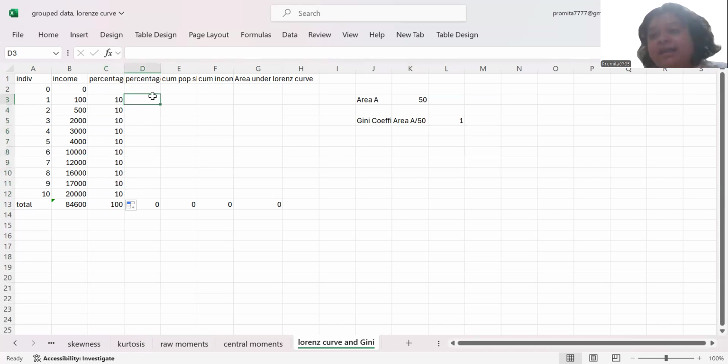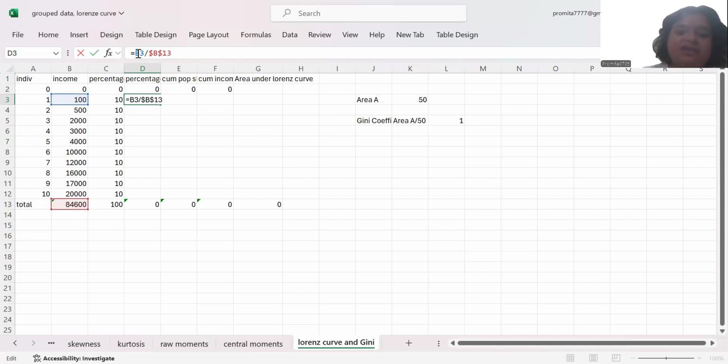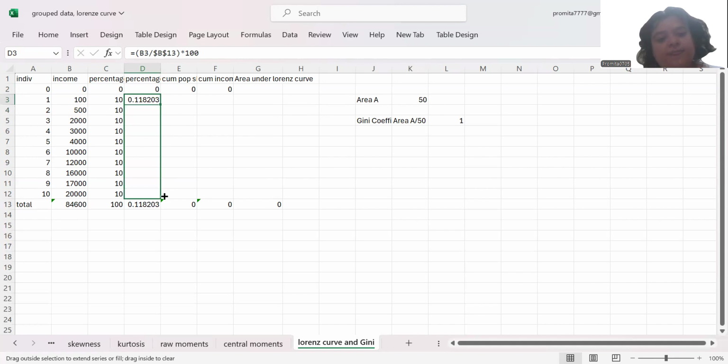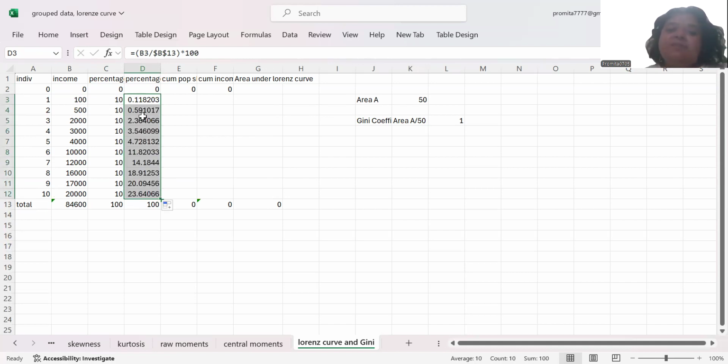In the same way, we will be calculating the percentage income share. See, for the first column, we have 0 everywhere, so we just put 0. So it is basically individual income divided by total income. Again, we will fix this particular cell using the dollar sign, into 100. And then we drag and drop. So this is the percentage income share for each individual.